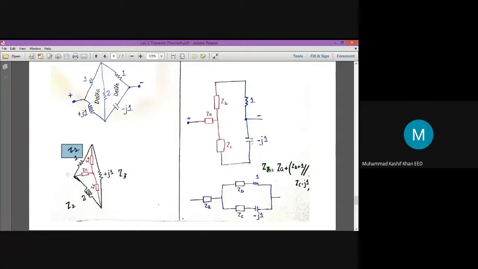I know the value of Z1, I know the value of Z2, I know the value of Z3, but at the moment I do not know the value of ZA, ZB, ZC. What are ZA, ZB and ZC? ZA, ZB and ZC are the impedances of the star network. We will transform Z1, Z2 and Z3 to ZA, ZB and ZC. How can we do that?